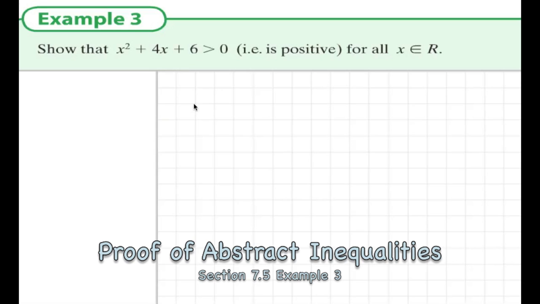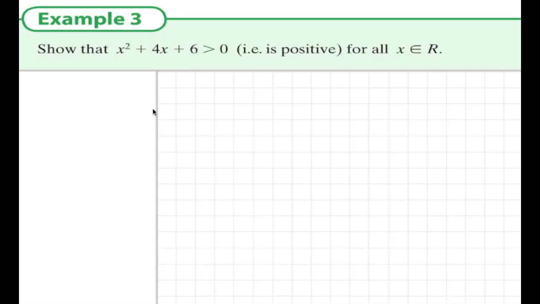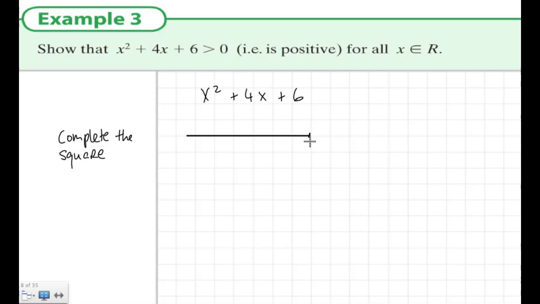In example 3, show that x squared plus 4x plus 6 is greater than 0, or positive. And this one is a little bit more tricky. What we do is we try to write this as a square of some sort. So we use the trick of completing the square. What square begins with x squared plus 4x plus a number?